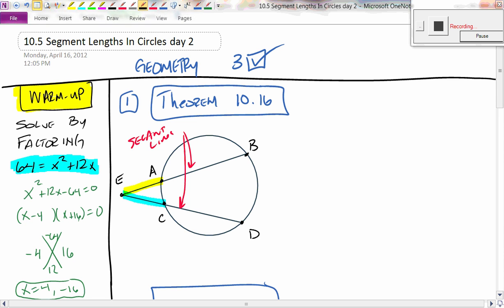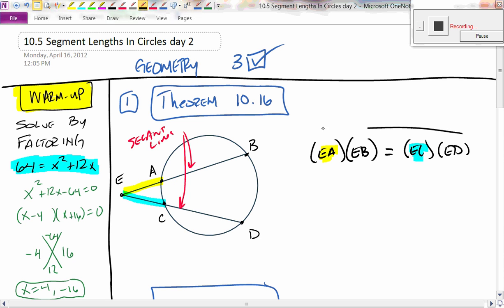So here's what Theorem 10.16 says. We can take EA and multiply it by the entire length of that segment, EB. So just the outside part, multiplied by the whole thing, has to be equal to the other outside part, which is EC, times the whole entire thing, which of course is ED. So that's Theorem 10.16. The outside segment of your secant line multiplied by the entire secant line has to be equal to the other outside segment times its whole secant line.